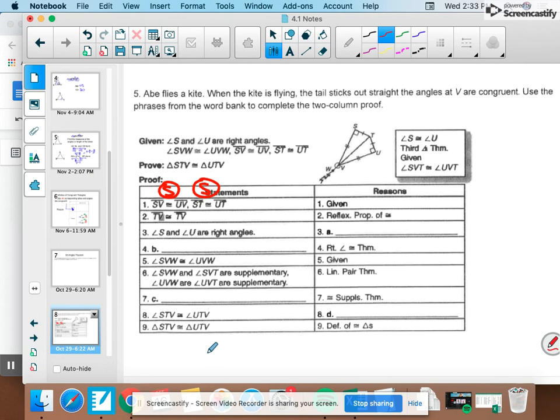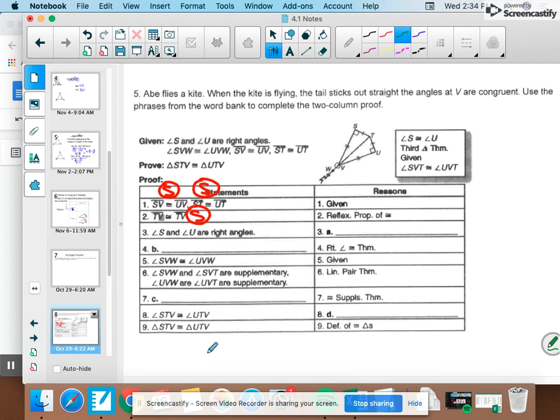So the next step says TV is congruent to TV, and that is a reflexive property because it's congruent to itself. It's the same line. So now I have three corresponding sides. I still can't say that the triangles are congruent because I don't have all three corresponding angles congruent.